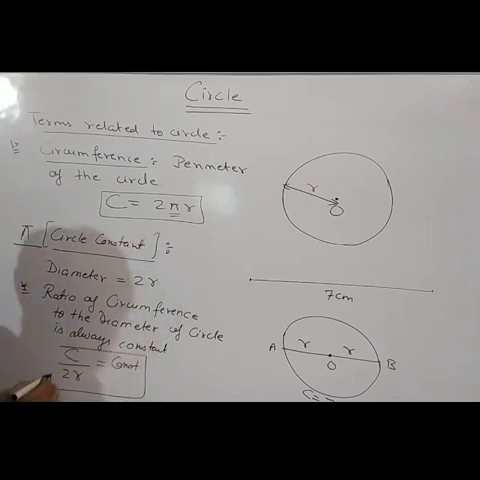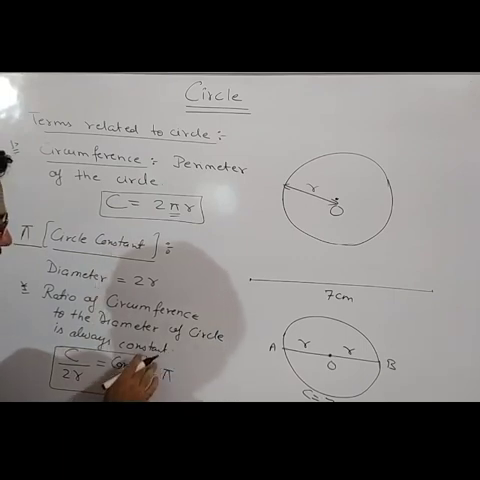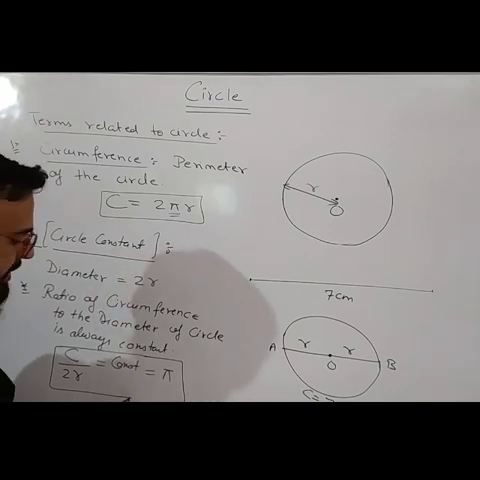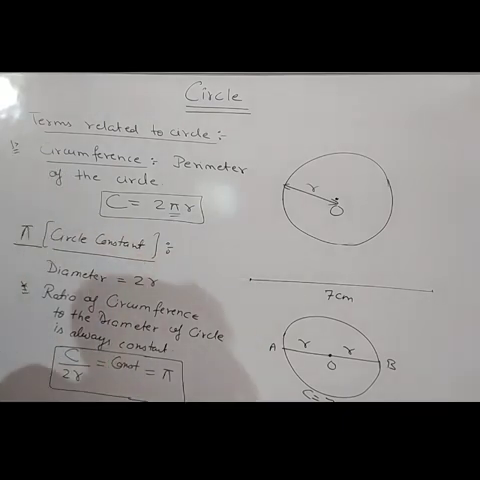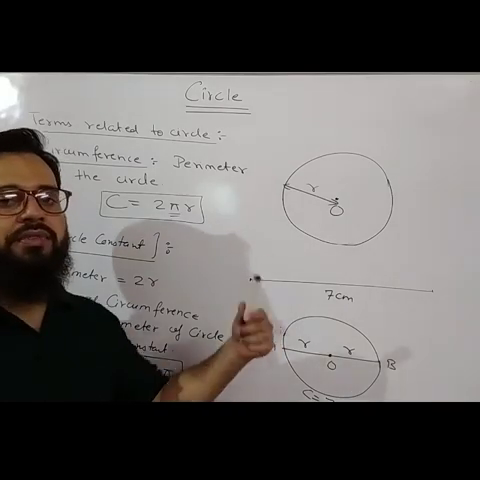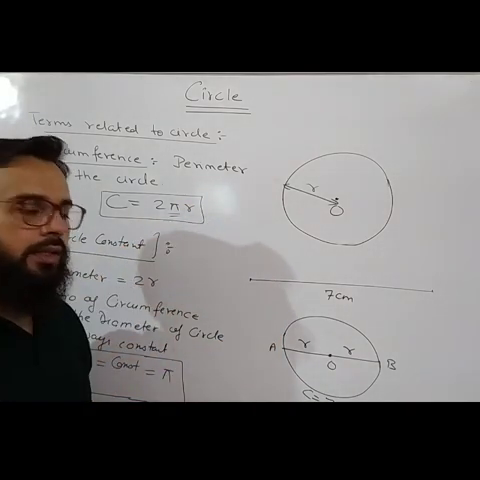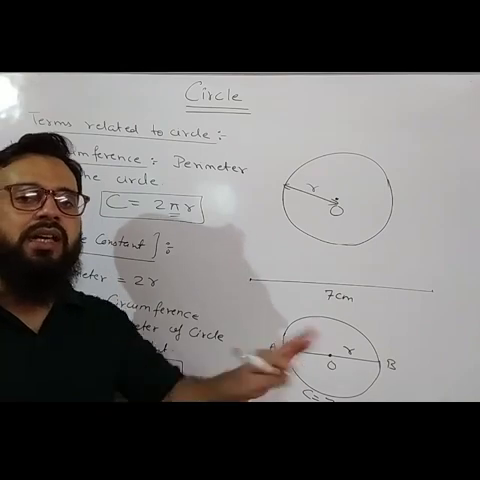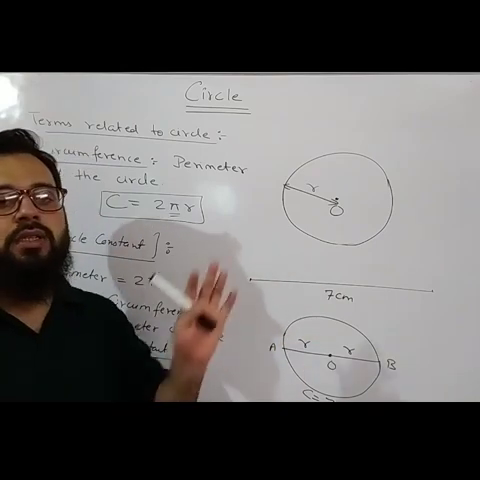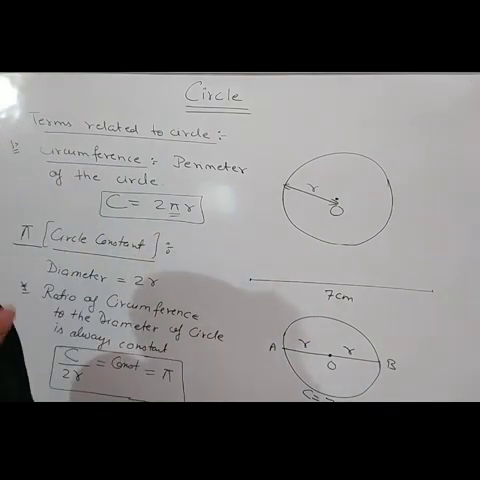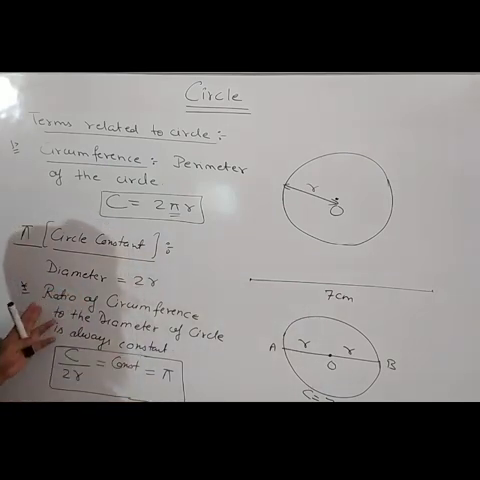And this constant value comes out to be equal to pi. If you want to perform an experiment, you can. Take threads of different lengths and form circles. Then divide the circumference of the circle by the diameter. You will always get a constant value. That constant value is defined as the circle constant and it is known as pi. So this is the definition of pi.